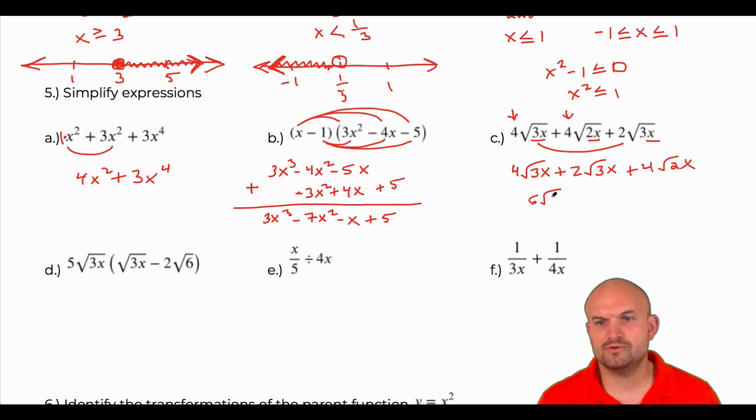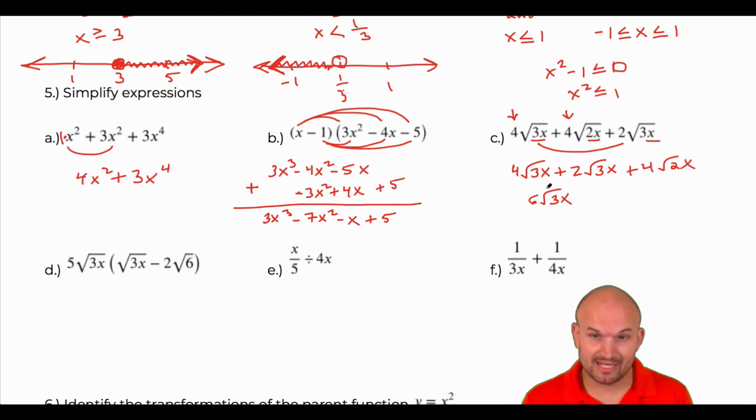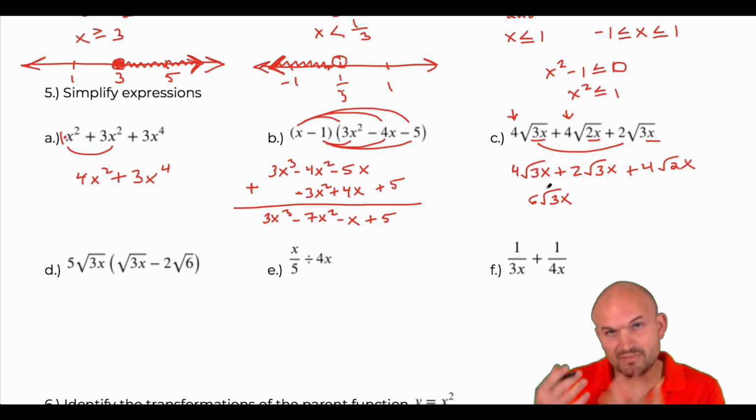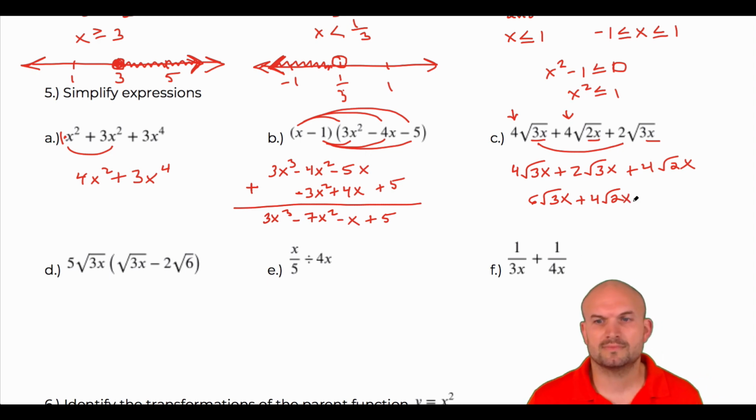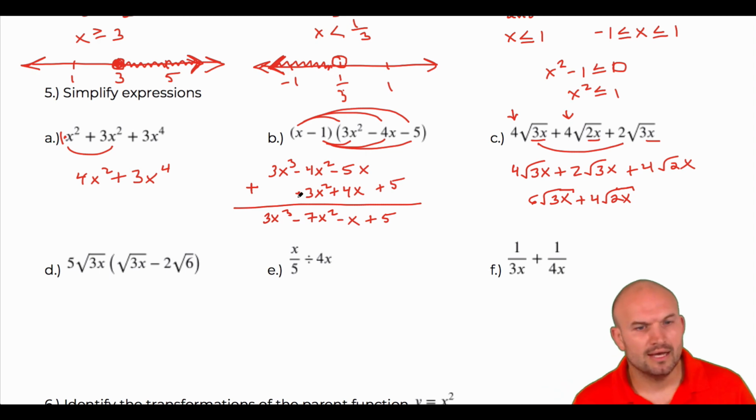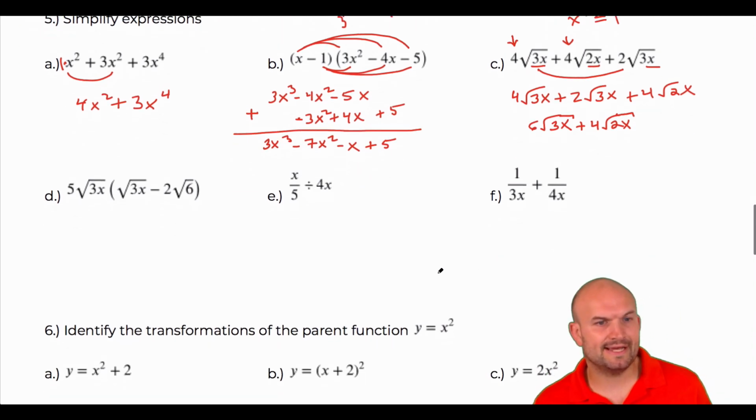6 times the square root of 3x. Notice when I'm combining the terms, I'm combining the coefficients, but leaving those terms the same. And then plus 4 times the square root of 2x. Just make sure those go over. Okay. The next one here is 5 times the square root of 3x.